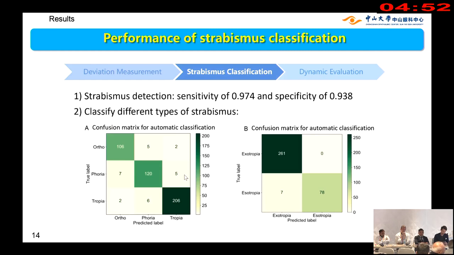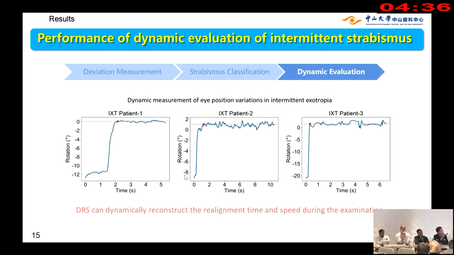Second, we further classified different types of strabismus, including differentiation between phoria and tropia, and exotropia and esotropia. Finally, for intermittent strabismus, the digital ruler can dynamically reconstruct the realignment time and speed during the examination, offering novel methods for observing and measuring the disease dynamics.